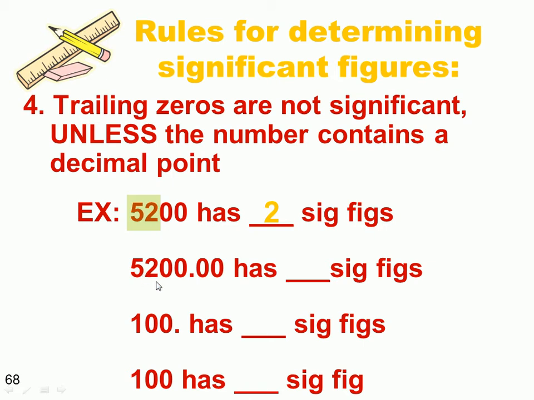Now, if I have a number that looks like this, 5,200 with a decimal place and 2 zeros after, I know that these are my trailing zeros. I know that I see a decimal place, just like this statement says. Trailing zeros are not significant unless a number contains a decimal point, and these are non-zero numbers, so all 6 of these numbers are significant to a measurement.